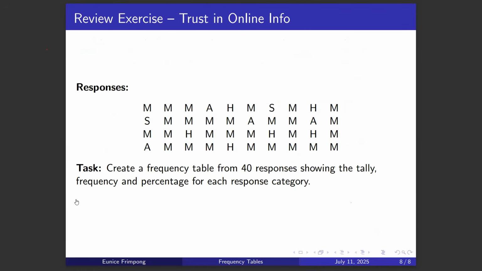So here's a review exercise to try your hands on. You have some responses from an online survey. Create a frequency table from the 40 responses and show the tally, the frequency, and the percentage for each response category.